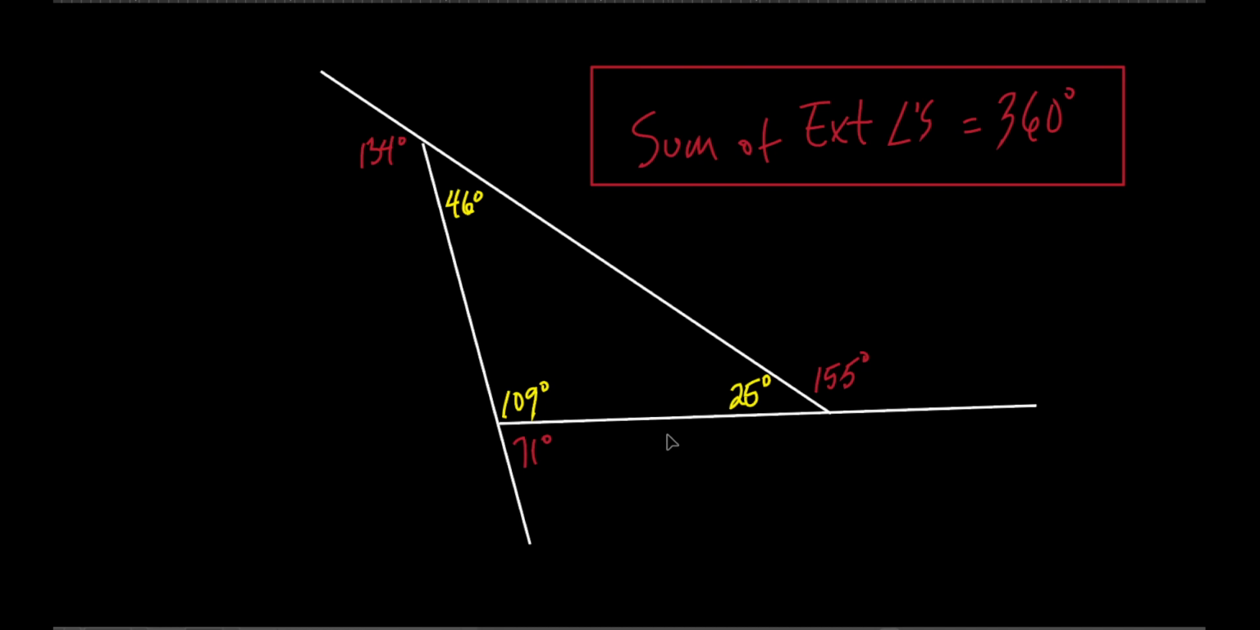We're all saying convex here. So that's our theorem. Our theorem is in this box right here, that the sum of the exterior angles of any convex polygon is always 360 degrees.